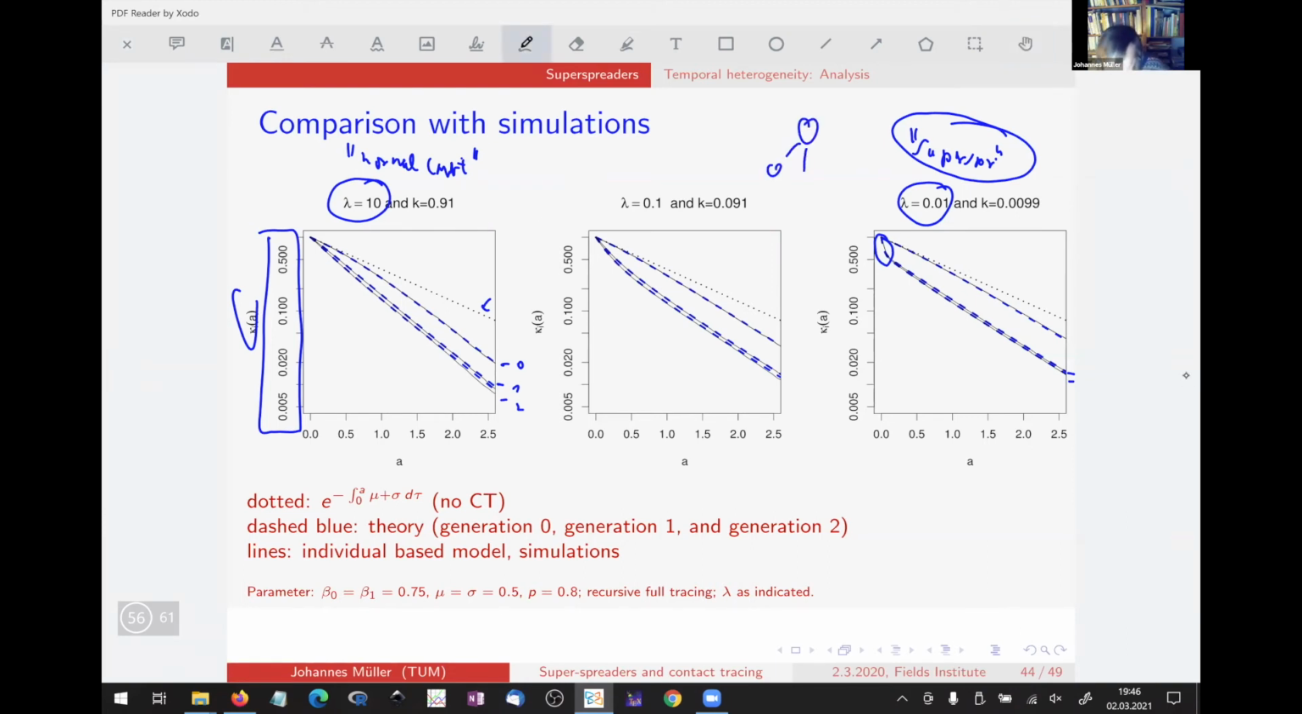So if we have super spreaders, then soon one guy is detected, the super spreader is detected, and a fraction p of the infectees are removed. And that happens very soon. And therefore we have this drop at very small age classes, this sudden drop.